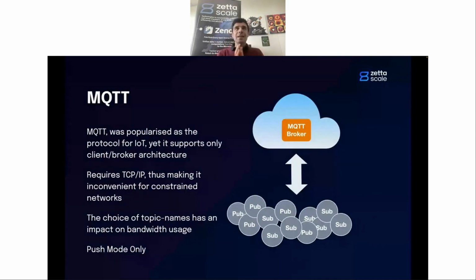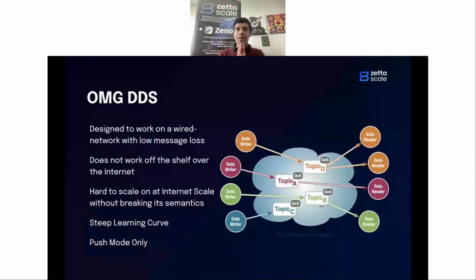But let's take an example on the other end of the spectrum. Let's look at DDS. So DDS, I can tell you because I was part of the team that designed it, was really designed originally for aerospace and defense applications. These were real-time applications running on a fixed network where you were assuming that you had multicast, IP multicast, and you were assuming that the probability of packet loss was very, very low for two main reasons. Number one, that the network is a quality network, and number two, because systems were properly dimensioned.